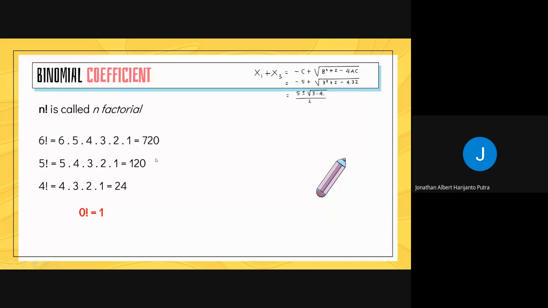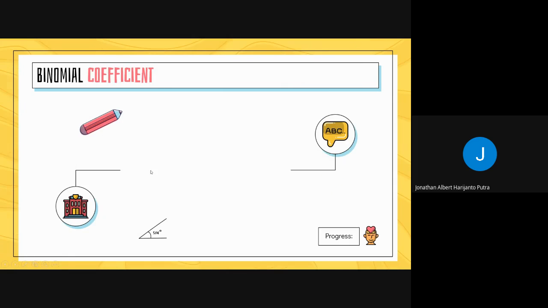Why is that? Because if we see here, like this, 6 factorial is actually like 6 times 5 factorial. And if we want to find 1 factorial is equal 1. And I can also say that 1 factorial is equal to 1 times 0 factorial. So in order to 1 factorial equal to 1, 0 factorial has to be 1. And this is the formula for the binomial coefficient.